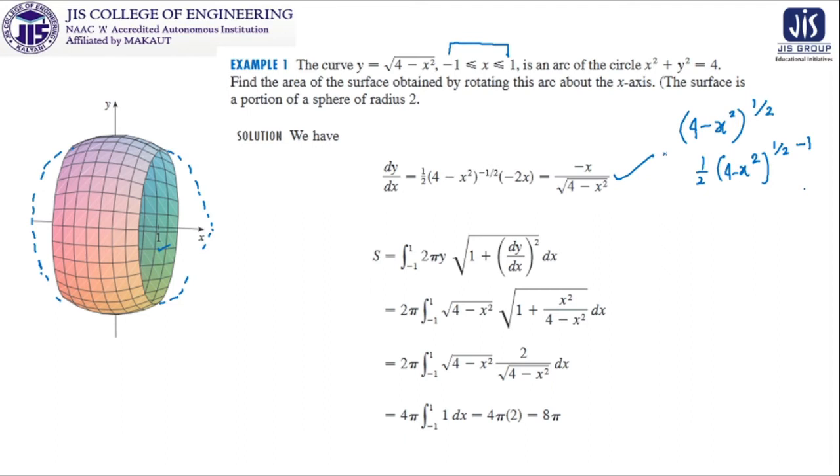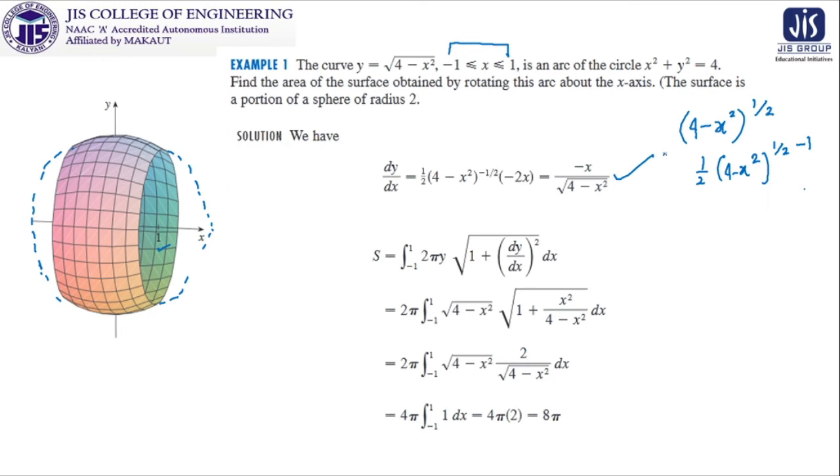Your job is to substitute the required expression of y and of dy/dx. After substituting them, 2 pi is constant, so it is taken out. Then -1 to 1 is the lower limit and the upper limit. After that, in place of y, we will write root over 4 minus x square, which is given, or we can generate it also from the equation x square plus y square equal to 4.